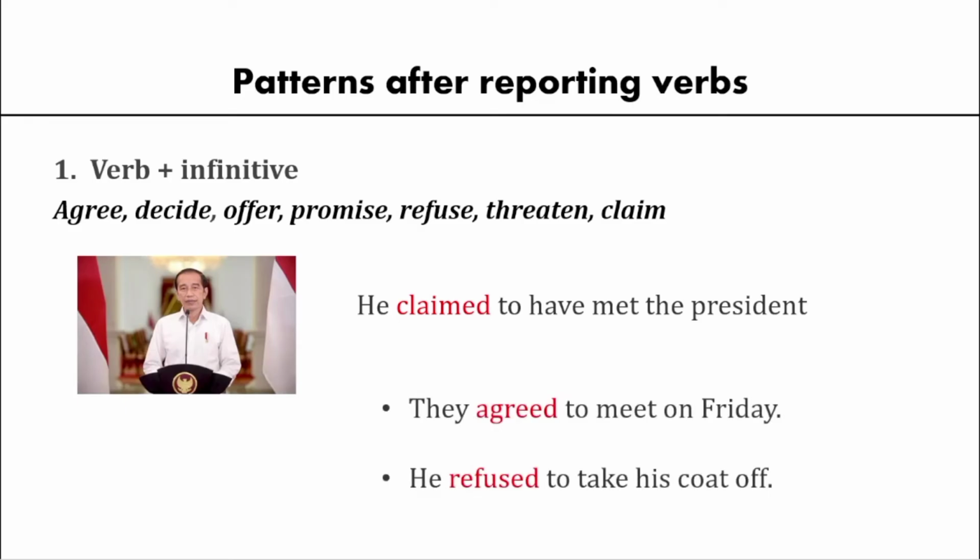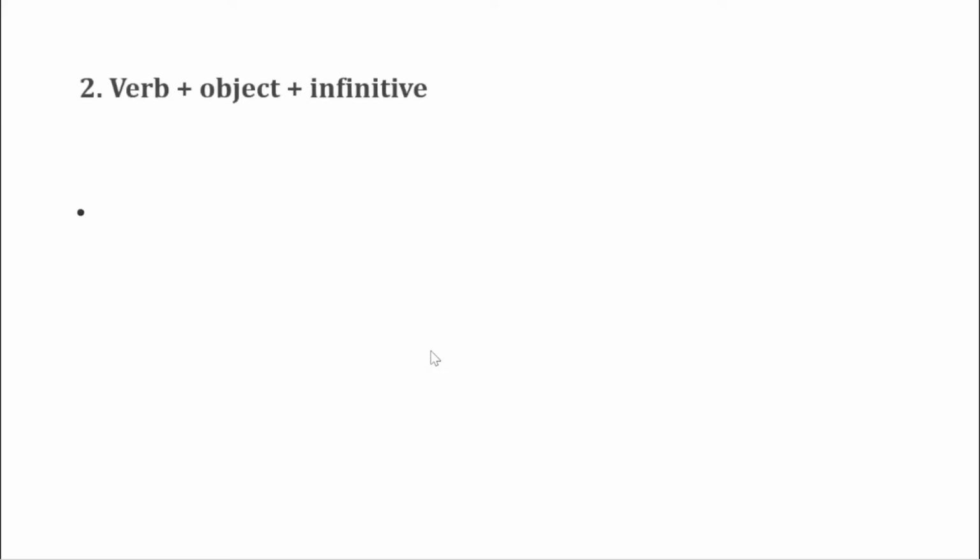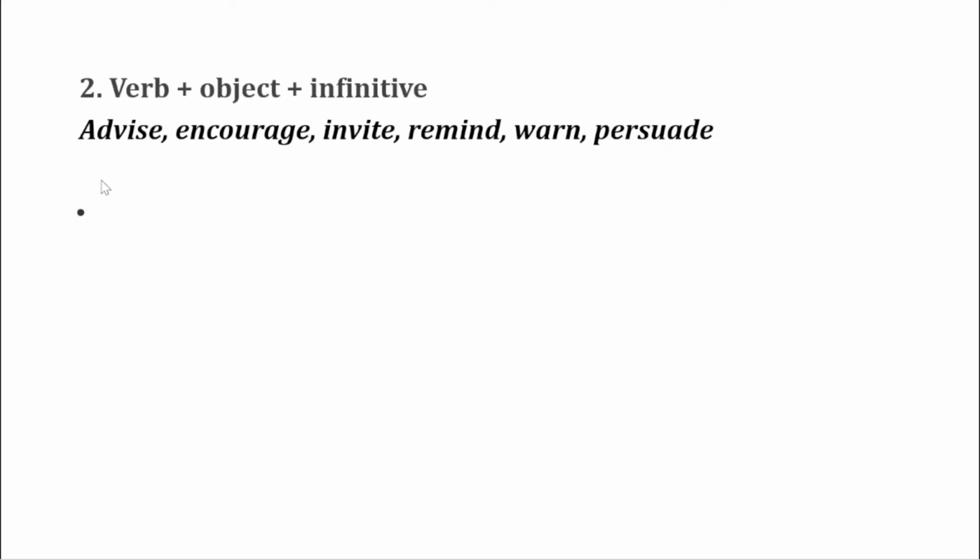Other examples: they agreed to meet on Friday. He refused to take his coat off. Agreed and refused are followed by the infinitive, to take. Can you see? The second pattern, verb plus object plus to infinitive. So here we have an object. In the previous example, we have verb plus to infinitive. Here we have an object. So here are some verbs: advise, encourage, invite, remind, warn, persuade.